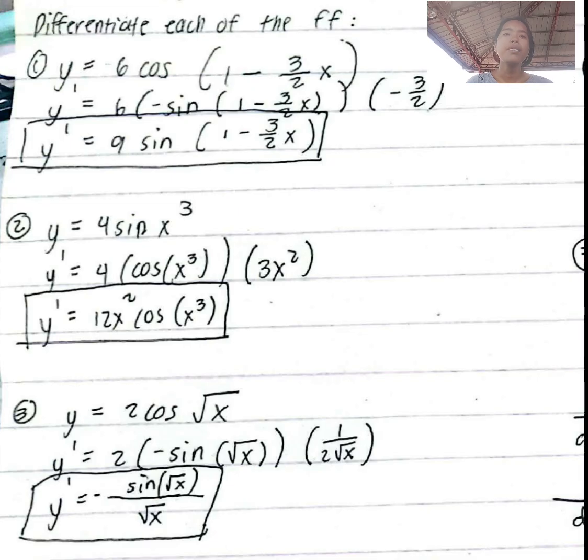The 2 cancels with the denominator. So we get y' = negative sine square root of x over square root of x. So that is the final derivative.